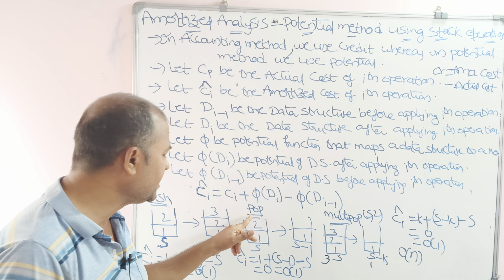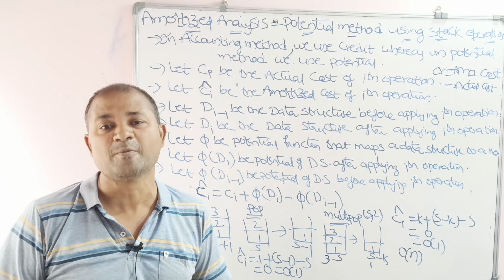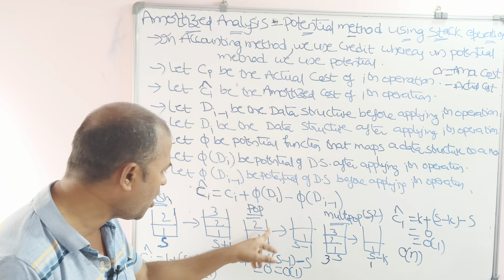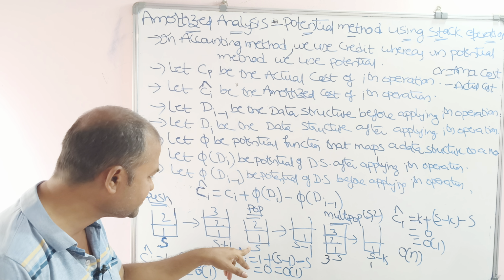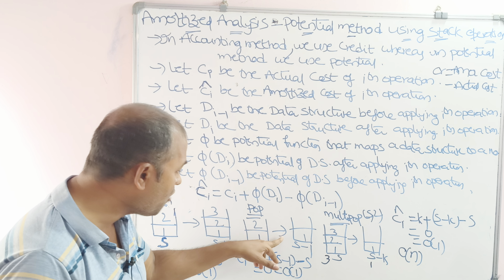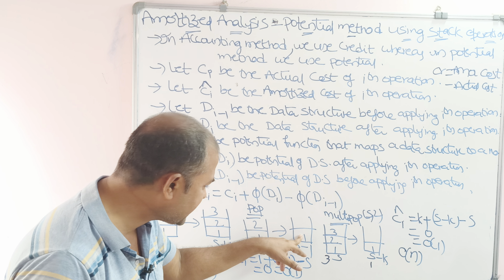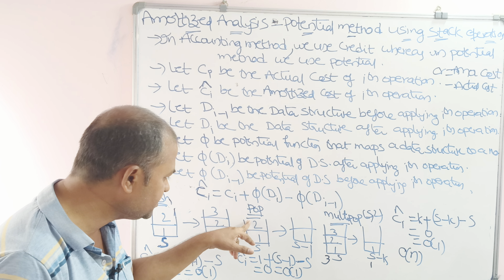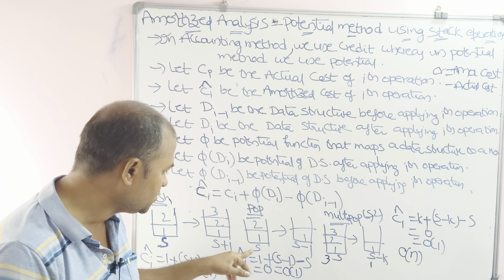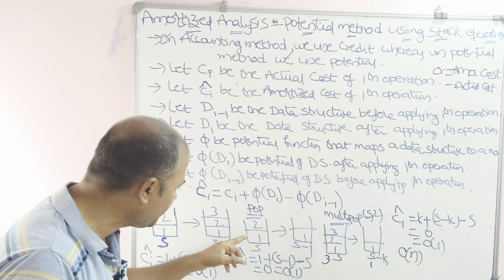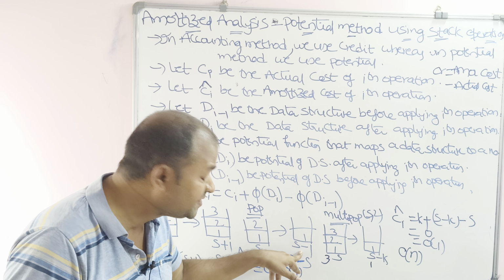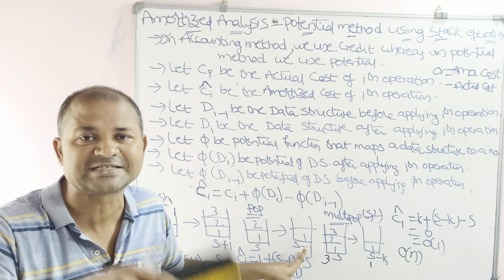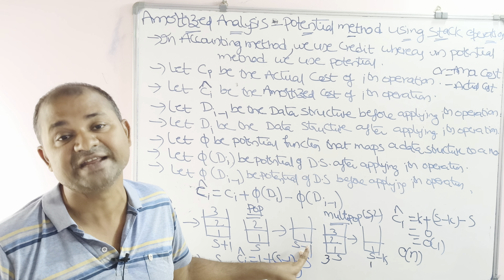Now let us compute the amortized cost for the pop operation. Before applying the pop operation, here the stack is containing 2 elements. So that 2 is nothing but the s value. After applying the pop operation, the stack will contain only 1. So this 2 is popped from the stack. So if before applying the pop operation the stack contains s elements, then after applying the pop operation, we can say that the stack will contain s minus 1 elements.